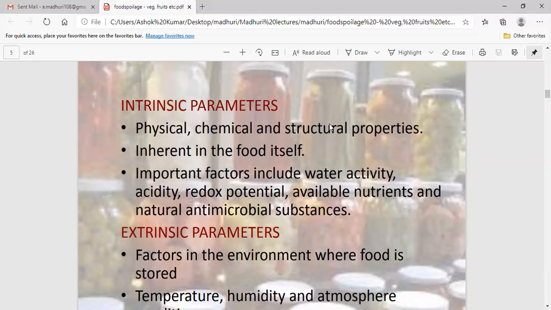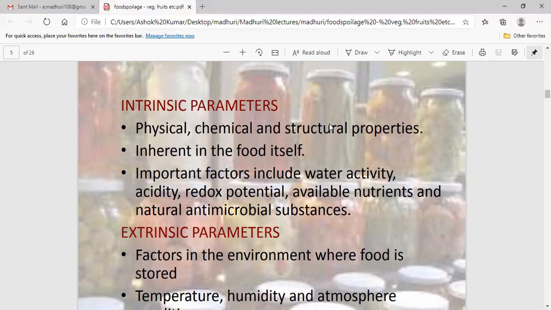Intrinsic parameters. In these, physical, chemical, and structural properties are playing a role. Physical means, as I told, the pH or inner temperature of the food, and chemical means what is the chemical composition of the food, and structural properties of the food and inherent in the food itself. Important factors include water activity, acidity, redox potential, available nutrients, and natural antimicrobial substances. So, all these are intrinsic parameters or intrinsic factors.